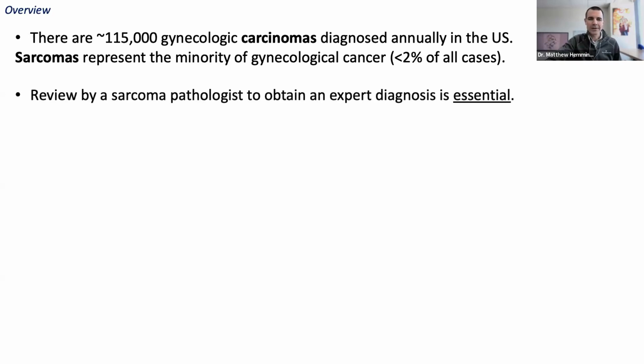Because sarcomas are so rare, as I've pointed out, it is essential to have your tumor, or a family member's or anyone's tumor, reviewed by a sarcoma pathologist. And getting the diagnosis is really key to finding the right treatment.